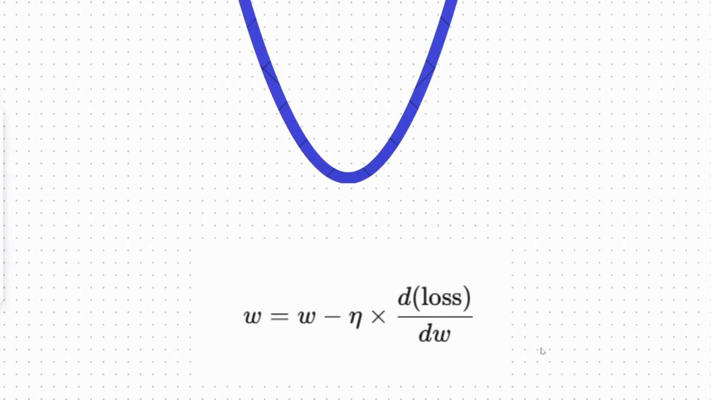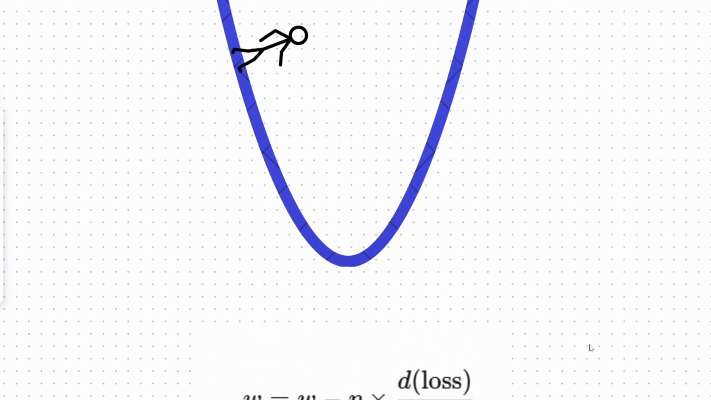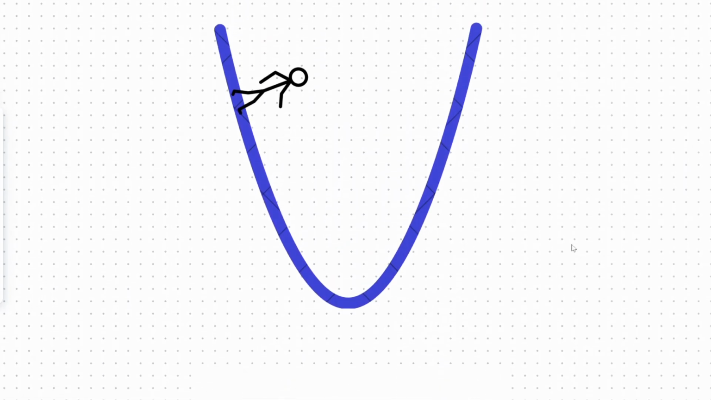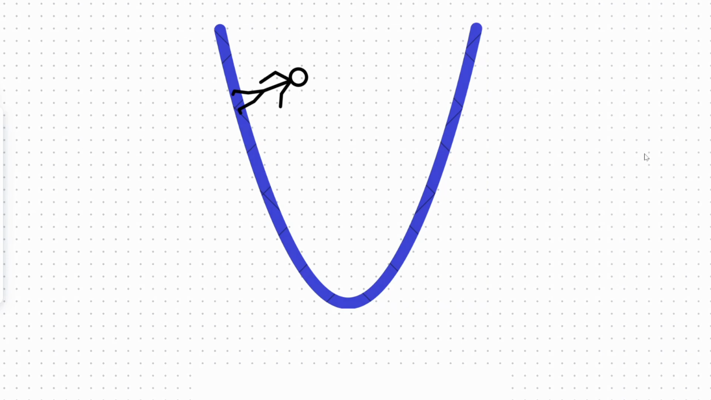Here, there are two things: one is learning rate, and the other is gradient descent. Learning rate is the step size that the person takes to move down the function. The smaller the learning rate, the smaller will be the steps, and the higher number of iterations it will take to reach the minima, not local minima, but rather the global minima.